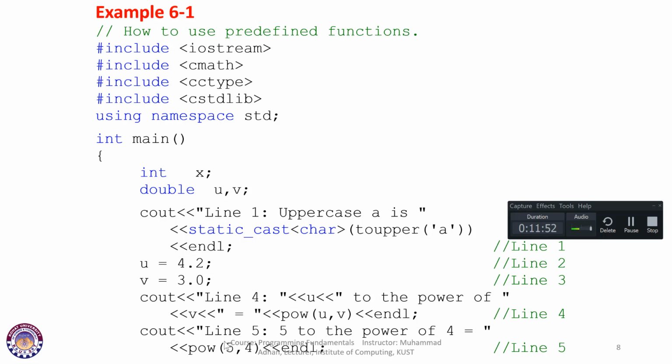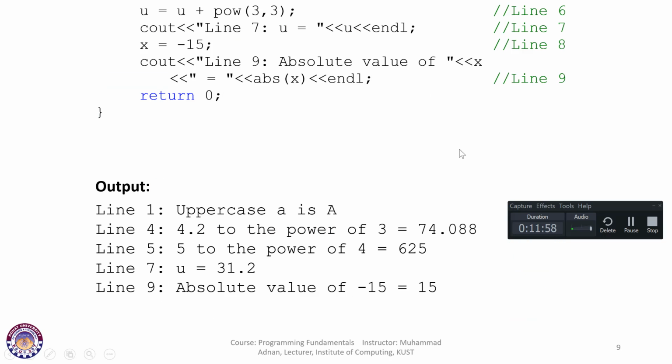So this is how we have used the pow function and toupper function, and similarly this program continues on the next slide. You can also write u assignment operator u plus pow(3, 3). So it will provide you 3 to the power 3, and then it will add the result to u and assign it to u, and then you can display the value of u in this line. Similarly, if we have the value of x as minus 15, so in line number 9 you can get the absolute value of x by using a built-in predefined function abs(x). So it will return the value of 15 to you.